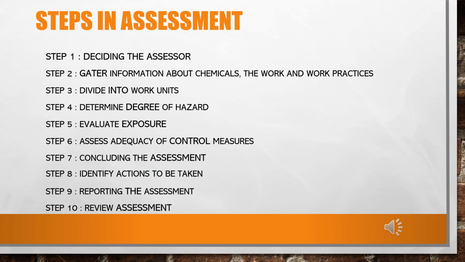There are 10 steps in the assessment. The first one is deciding the assessor. Next, gather the information about chemicals, the work and work practice, then divide into work units, determine degree of hazard, evaluate exposure, assess adequacy of control measures, concluding the assessment, identify actions to be taken, reporting the assessment, and the last one is to review the assessment.